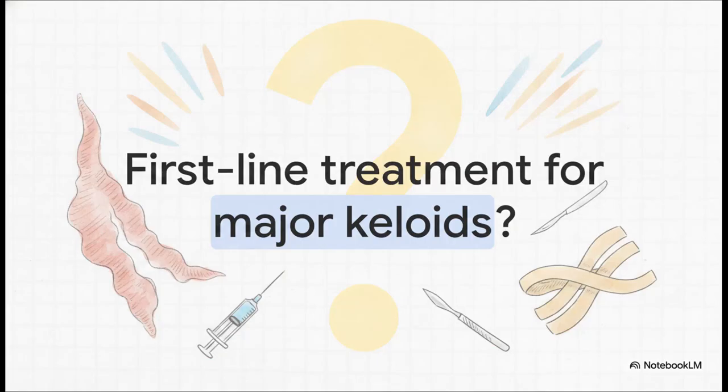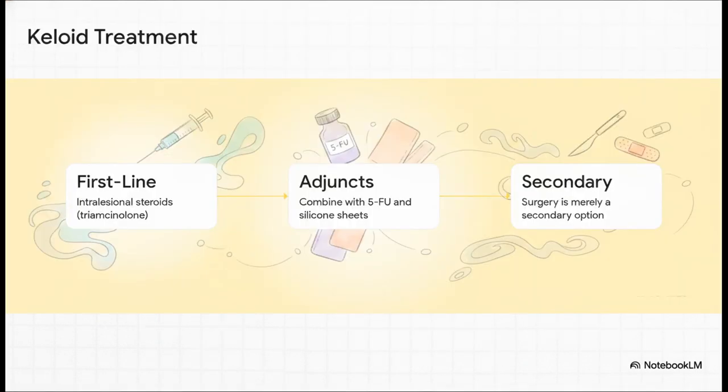Question 29. What is the absolute first-line treatment for major keloids? A, excision alone. B, radiation alone. C, intralesional steroids. D, pressure garments. Or E, none. It's C.